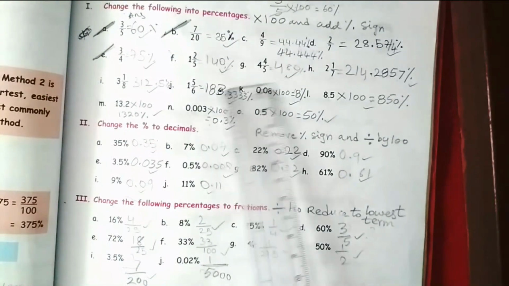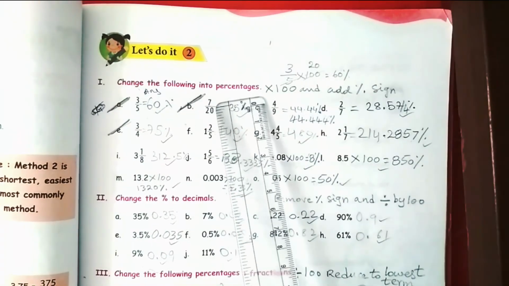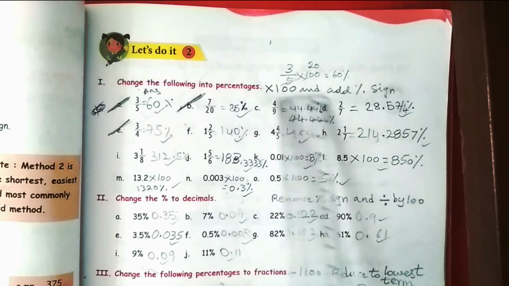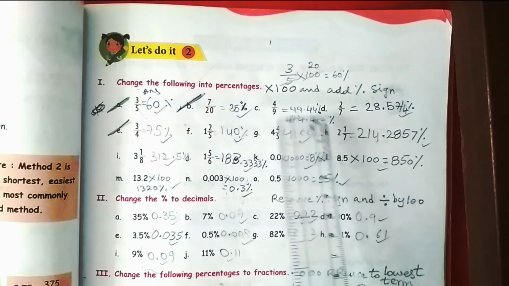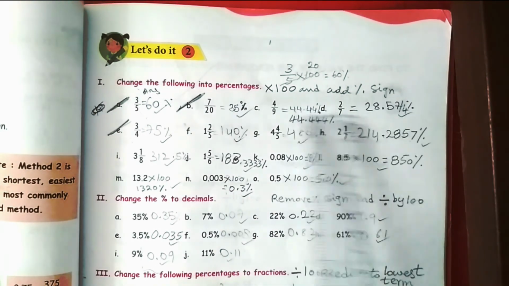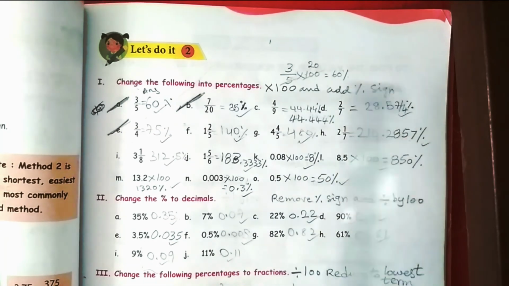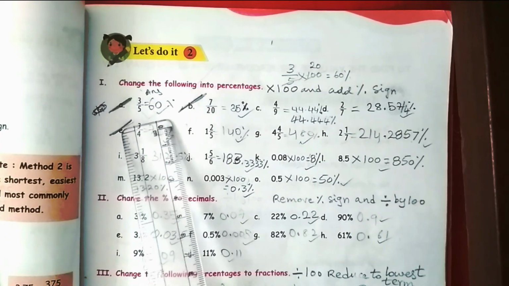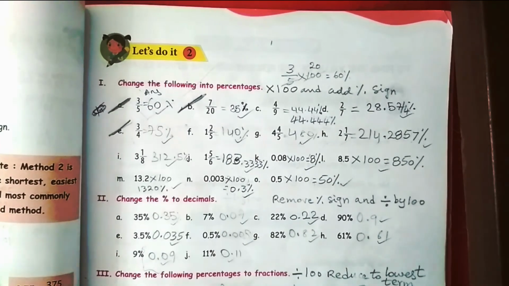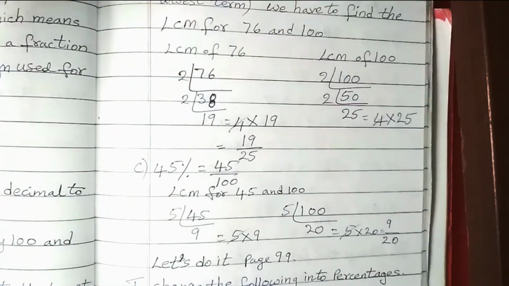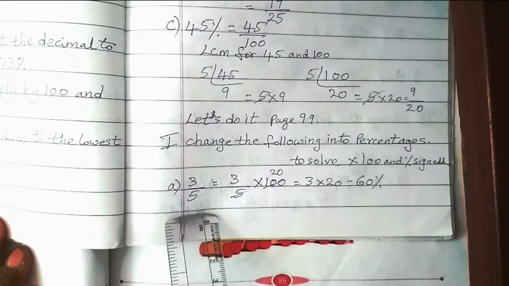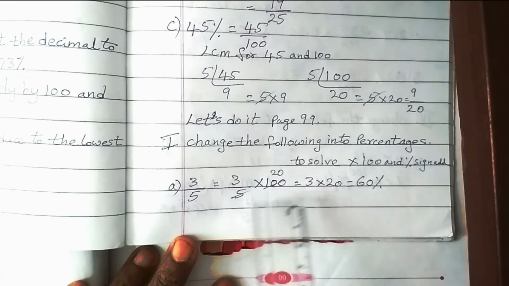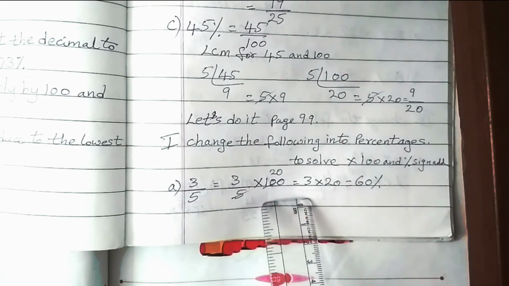Now let us do it. Change the following into percentages. To solve these questions, what we have to do first? We have to multiply by 100 and add the percentage sign to the answer. See now here the question A. I will show you the working column also for you. 3 by 5 into 100. We are multiplying here.